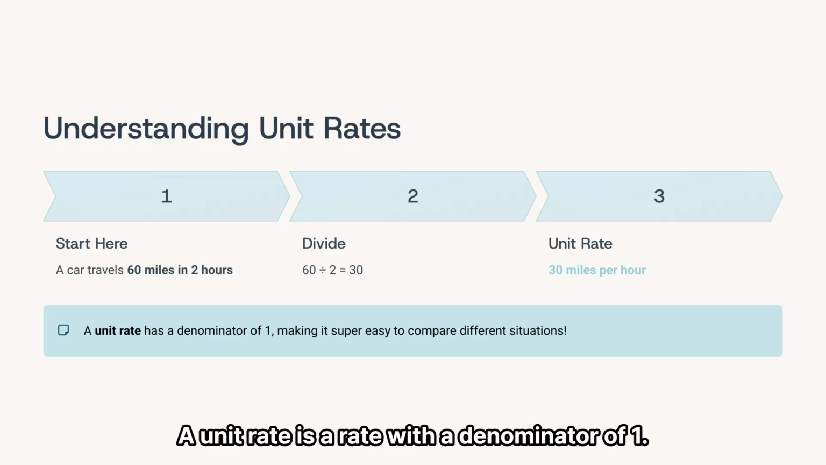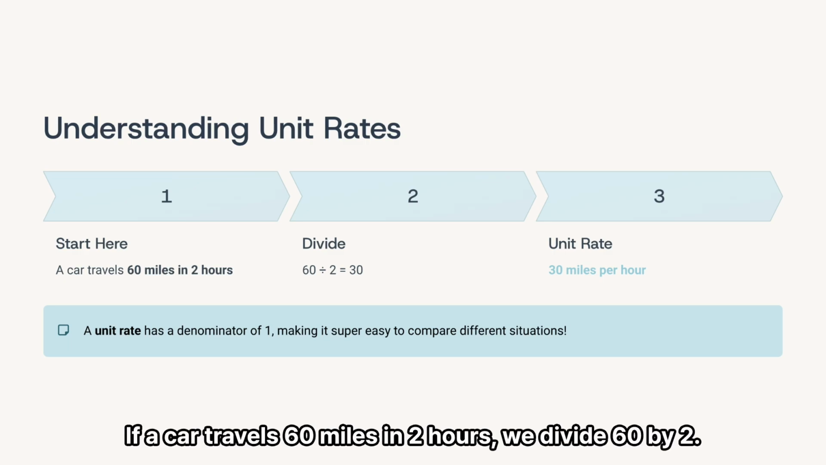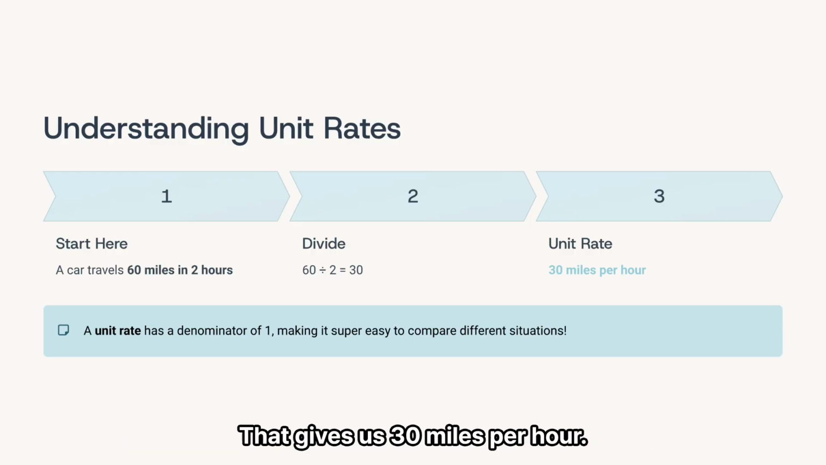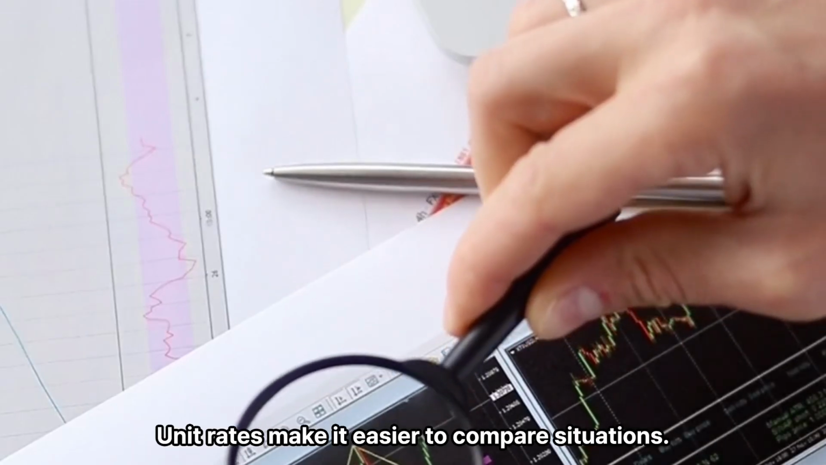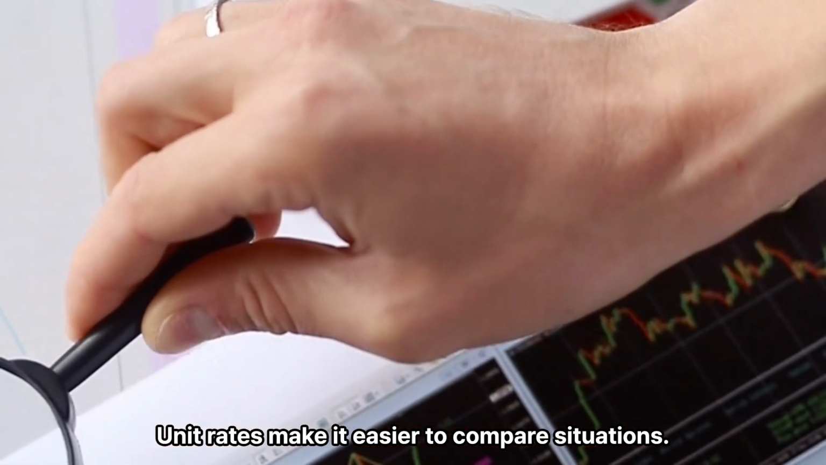A unit rate is a rate with a denominator of 1. Let's look at this example. If a car travels 60 miles in 2 hours, we divide 60 by 2. That gives us 30 miles per hour. Unit rates make it easier to compare situations.